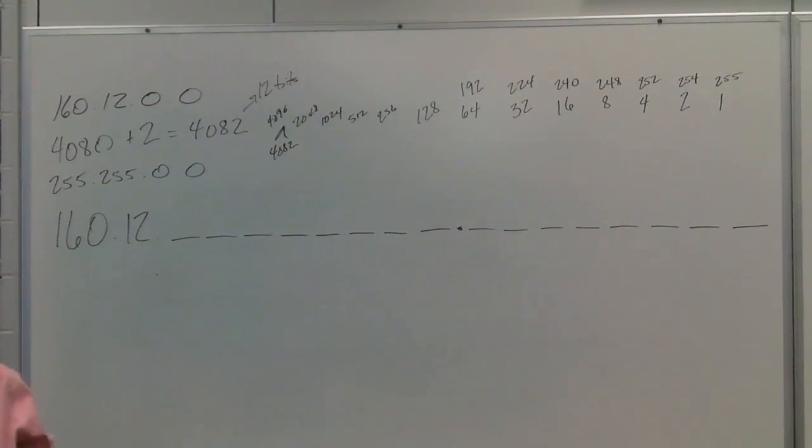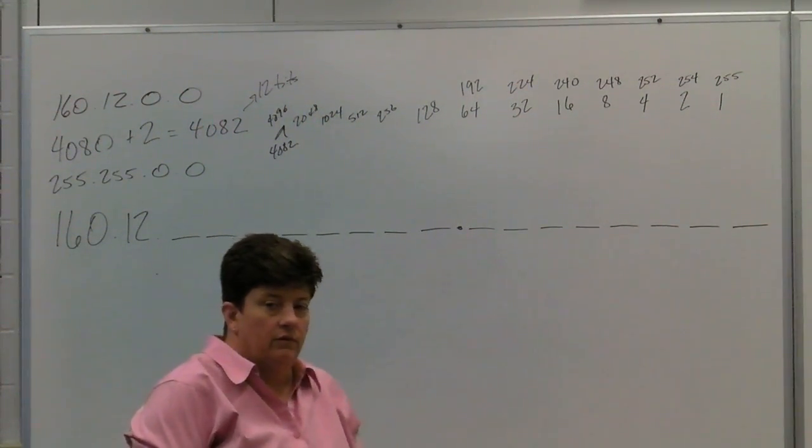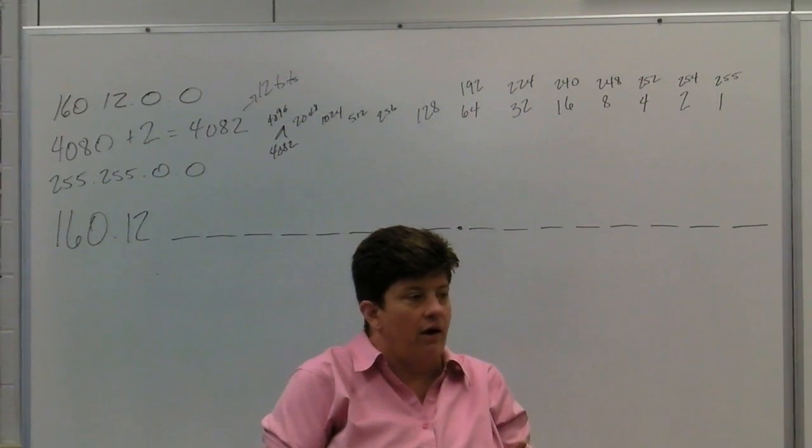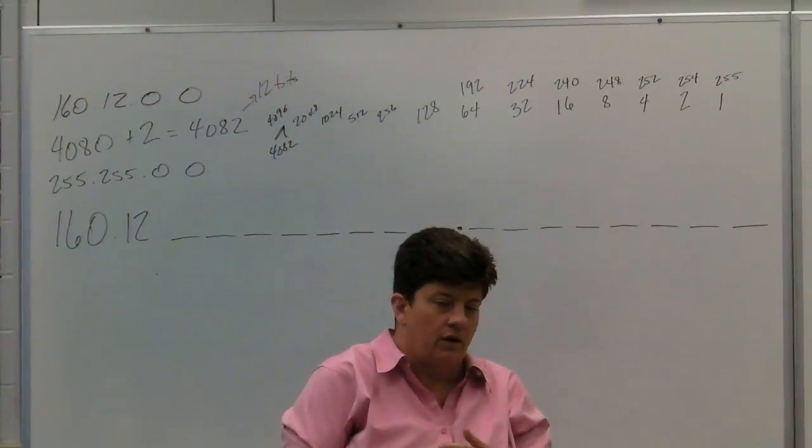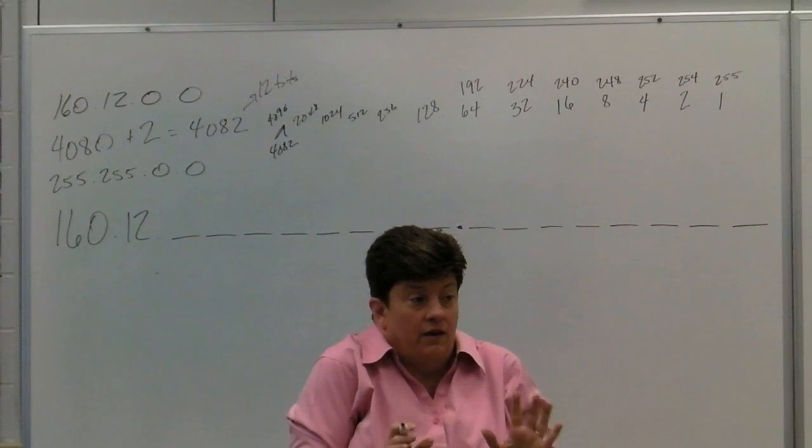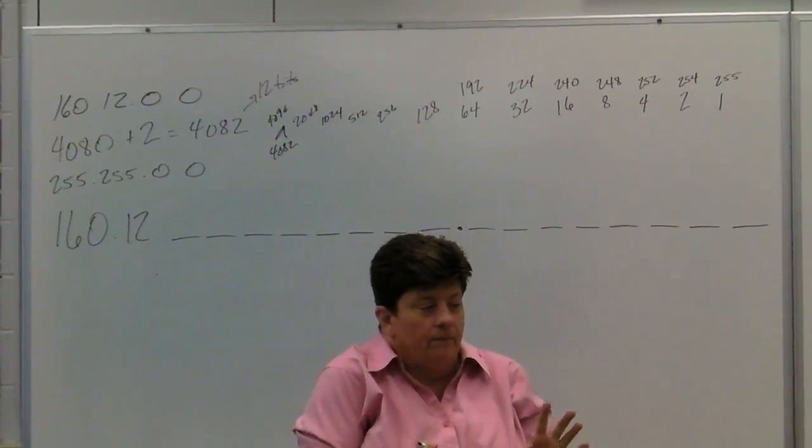I'm going to move my line 12 places. So you know how to write 4082, sort of in binary. You know where the dividing line is, and that's all I really care about, okay?